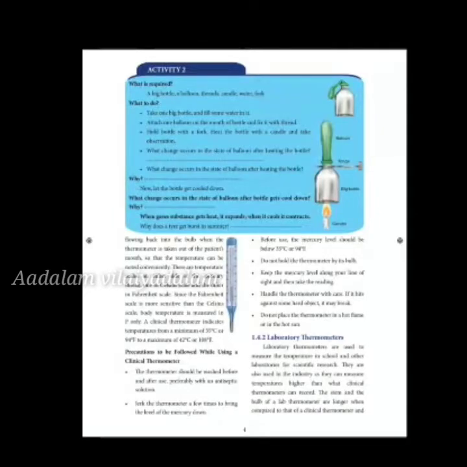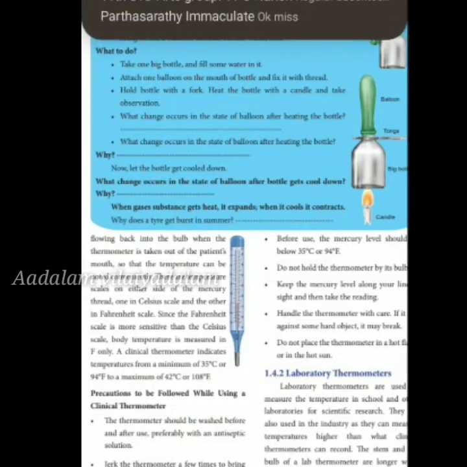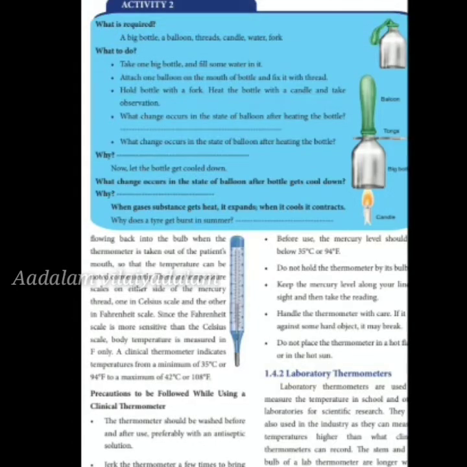There are temperature scales on either side of the mercury thread, one in Celsius scale and the other in Fahrenheit scale. Hence, the temperature in both Celsius and Fahrenheit can be measured. See, this is a clinical thermometer. Both the scales are given on both sides. The Celsius scale has a minimum of 35 degrees C and a maximum of 42 degrees C. The Fahrenheit minimum is 94 degrees F and maximum is 108 degrees F.